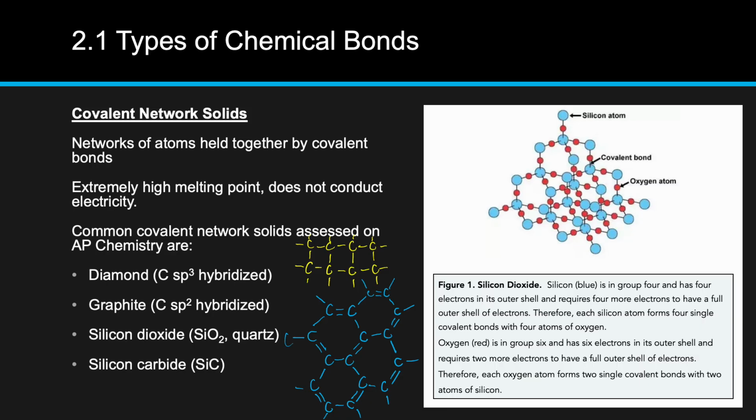And then 2 other covalent network molecules that are on AP chemistry a lot are silicon dioxide, which is SiO2, and silicon carbide, which is SiC. I strongly recommend memorizing those because they come up a lot in multiple choice questions. So if it's asking for which of the following is going to have the highest melting point, then if you see SiO2 or SiC, that's going to be your answer right away.